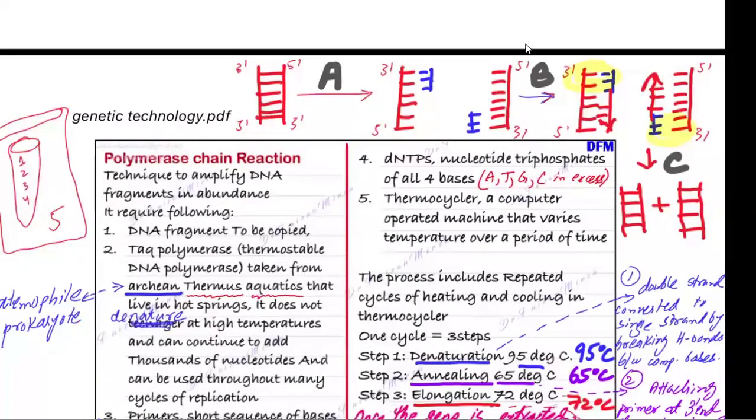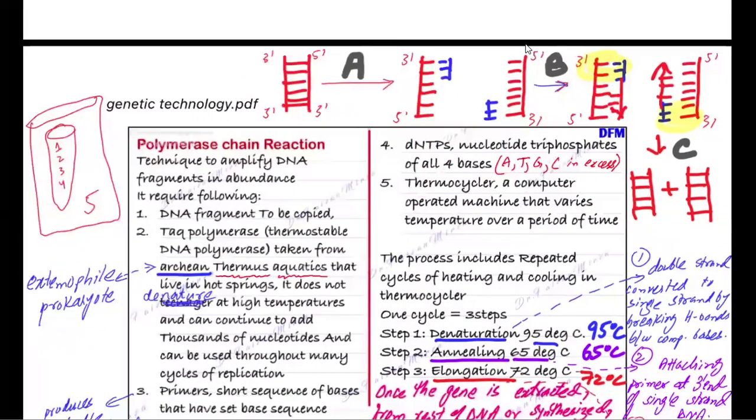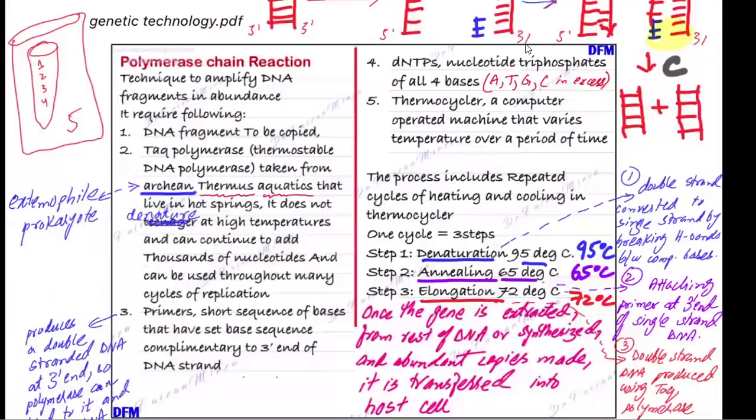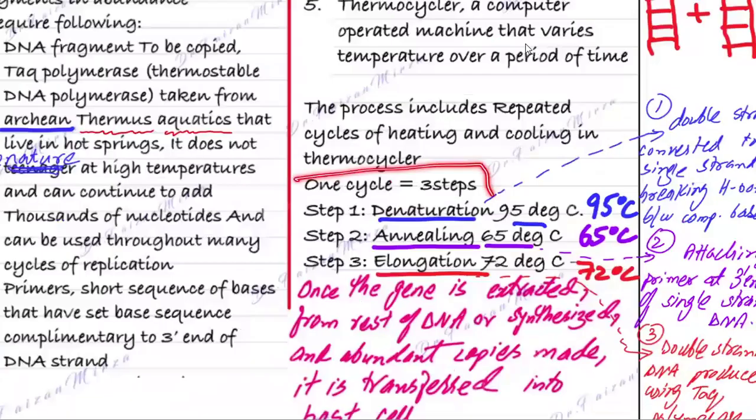We have to add dNTPs, free nucleotides. They have to be added of all the four bases, A, T, G, C. We have to add them in excess. Now, once all these things are in place, I have them in my thermocycler. I set my thermocycler for the number of cycles that I want. For example, I'll just say 100 cycles.